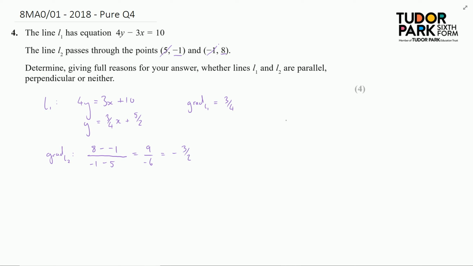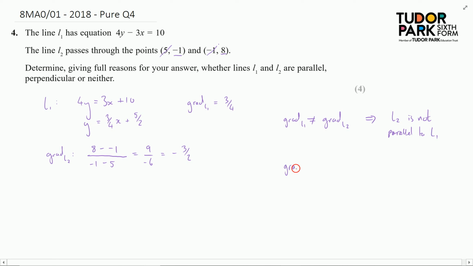Well, I can see quite clearly that the gradient of line L1 is not equal to the gradient of line L2. This means that L2 is not parallel to L1.